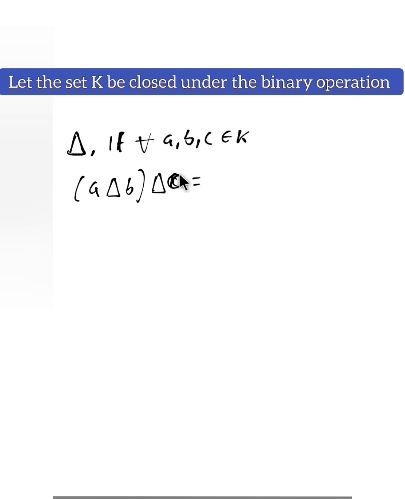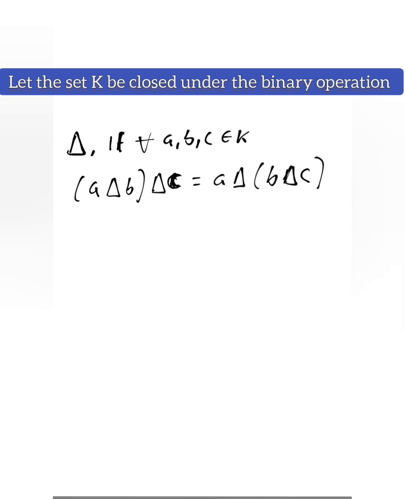(A operation B) operation C is equal to A operation (B operation C). Now when this equation is said to be true, then the operation is said to be associative. So if this holds for that given operation, then it is associative.